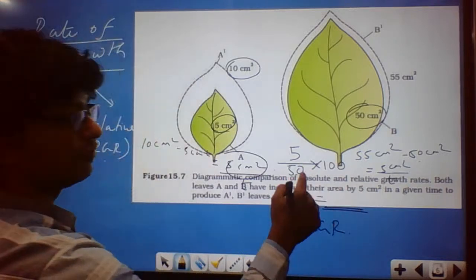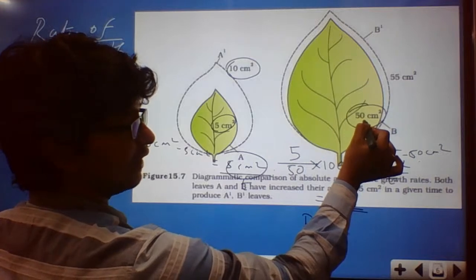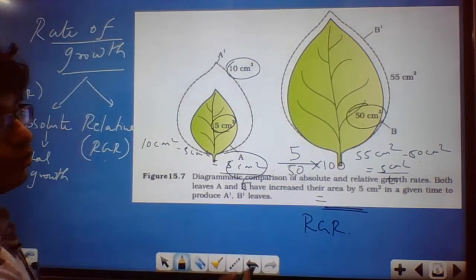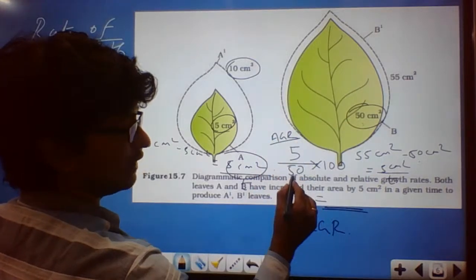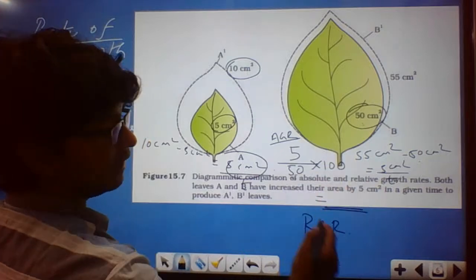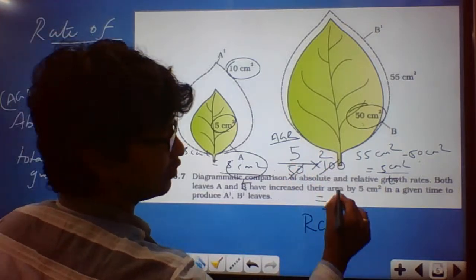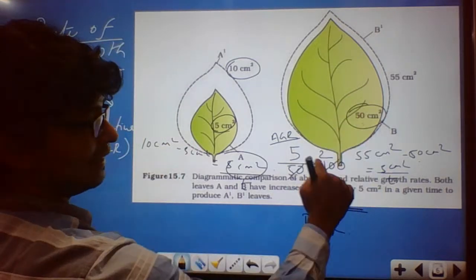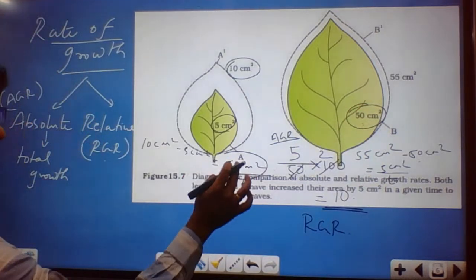It is the difference: at the initial point of time, the growth you got is 50, and the difference you get is the absolute growth rate. You just divide, so 50 cancels to give 2. So 5 into 2 equals 10 in this case. This is your relative growth rate. In this example, this is how you calculate.